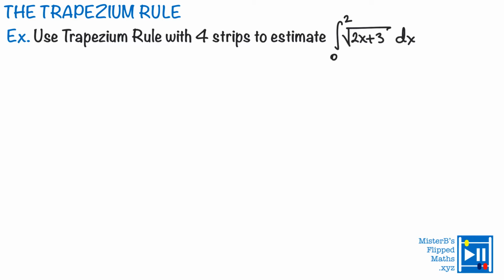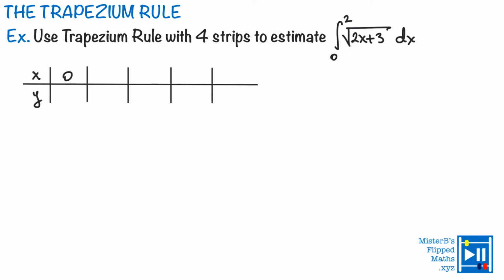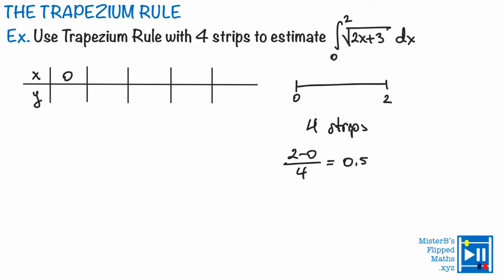First, let's sketch the graph of this function. Just because we're going to cut this interval from 0 to 2 into 4 strips, we can take the difference, 2 minus 0, which is 2, divided by 4. So I'm going to get intervals of 1/2, right? So it's going to be 0.5, 1, 1.5. You can see that it's 1, 2, 3, 4 regions, so I can have 4 strips.